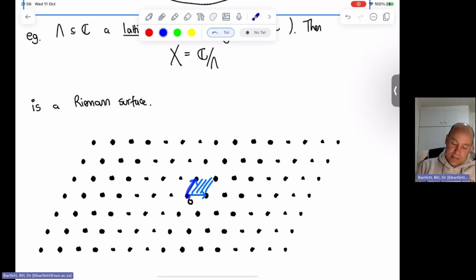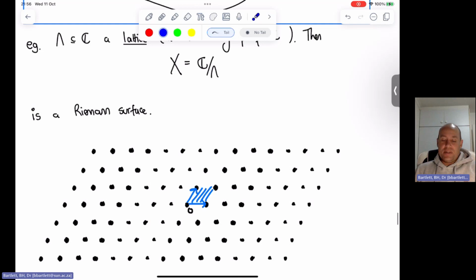So I can think of it as this region here where I identify opposite edges. Okay, and that's going to be a Riemann surface, and they're not all going to be holomorphically diffeomorphic to each other, right? It's actually the shape of this lattice that is going to matter. This is called an elliptic curve.